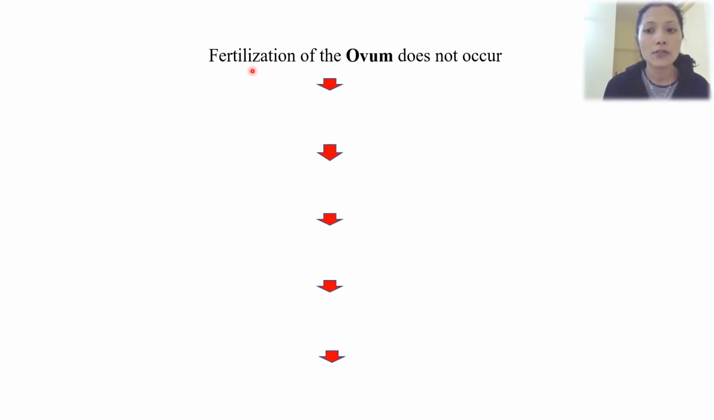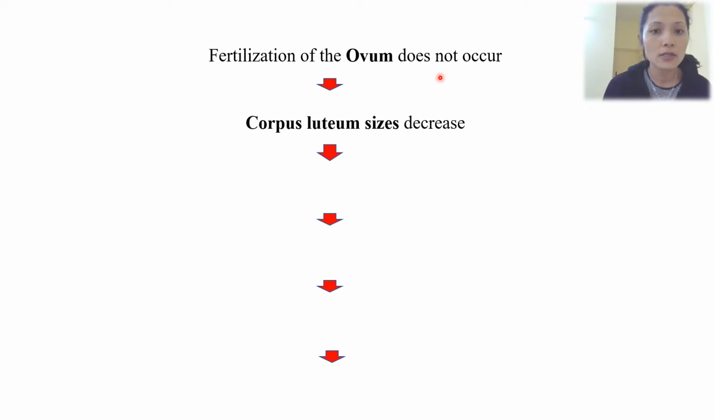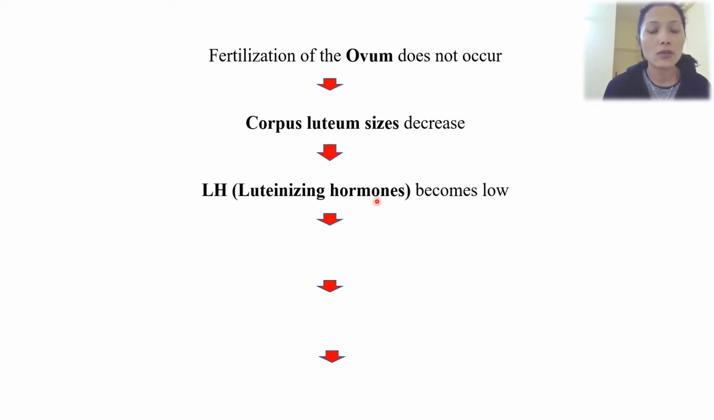Fertilization. I'm sure that everyone is very clear with that word. So fertilization is not occurring with the ovum. When the fertilization of the ovum does not occur, there will be a reduction or decrease in the size of the corpus luteum. This further leads to a decrease in the volume of the luteinizing hormone, also called by the acronym LH.